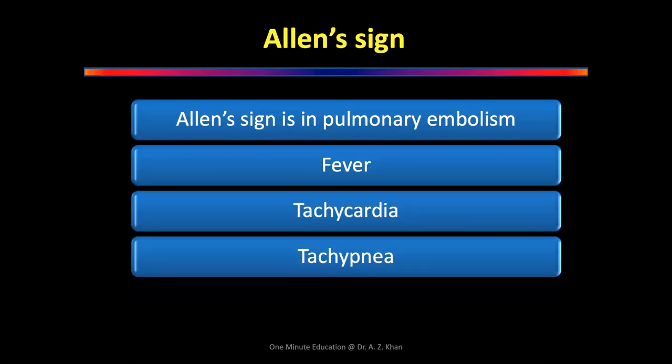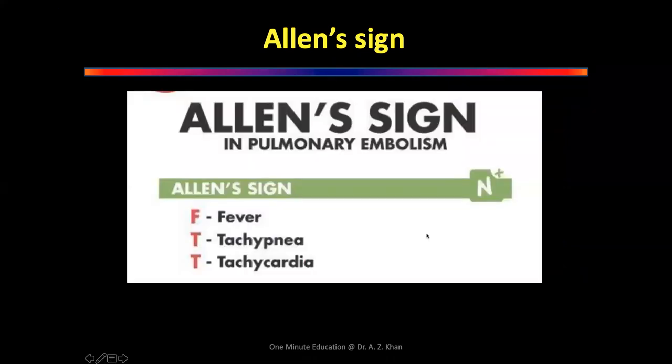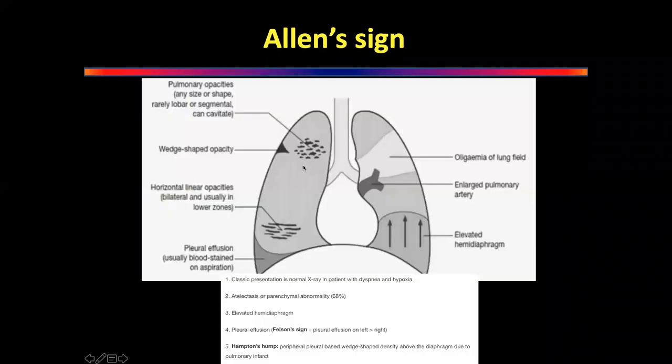I don't know why I forgot to do this. So, Allen's sign is also seen in pulmonary embolism. This is a combination of fever, tachycardia, and tachypnea. That is specifically called as Allen's sign. Sorry, I forgot to. So I've shown you many signs in pulmonary embolism. Please go back and read all the signs of pulmonary embolism. But clinically, when you get fever, tachypnea, and tachycardia, it's called as Allen's sign. Okay, this is gone. So tell me, what is this test?